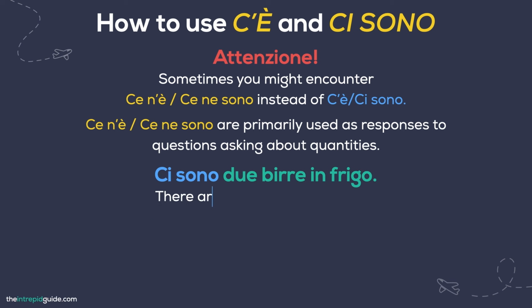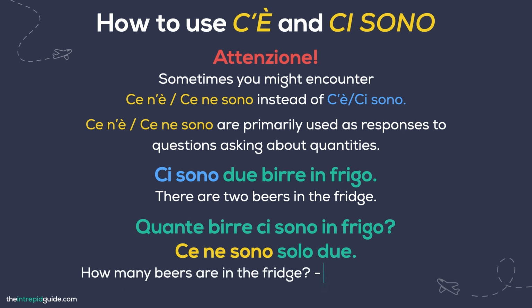Ci sono 2 birre in frigo. There are 2 beers in the fridge. Quante birre ci sono in frigo? How many beers are in the fridge? Ce ne sono solo 2. There are only 2. Ci can also be a demonstrative pronoun.